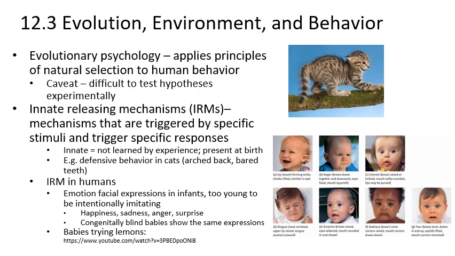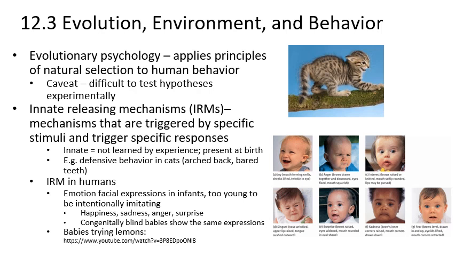One thing that we think we've been able to discern from evolutionary psychology is that there are mechanisms that we call innate releasing mechanisms in the brain, and these exist in the human brain and the animal brain. They're old mechanisms that are triggered by specific stimuli that trigger more specific responses. They're innate, they're not learned by experience, and they're present at birth.